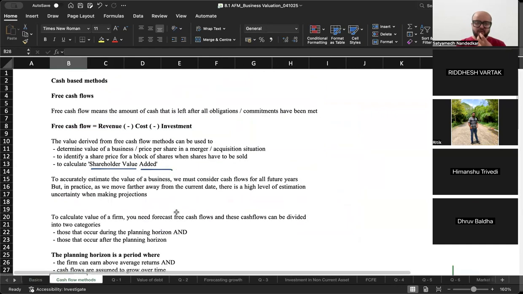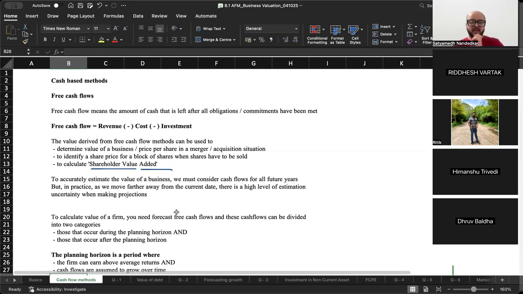When it comes to cash flow based methods, there is an important calculation that we need to do, which is free cash flow. What is free cash flow? Free cash flow means the amount of cash that is left after the business has met all its commitments and obligations. So total revenue minus cost minus the investment to be made, that gives you the free cash flow. A free cash flow is cash flow which is not committed anywhere else.